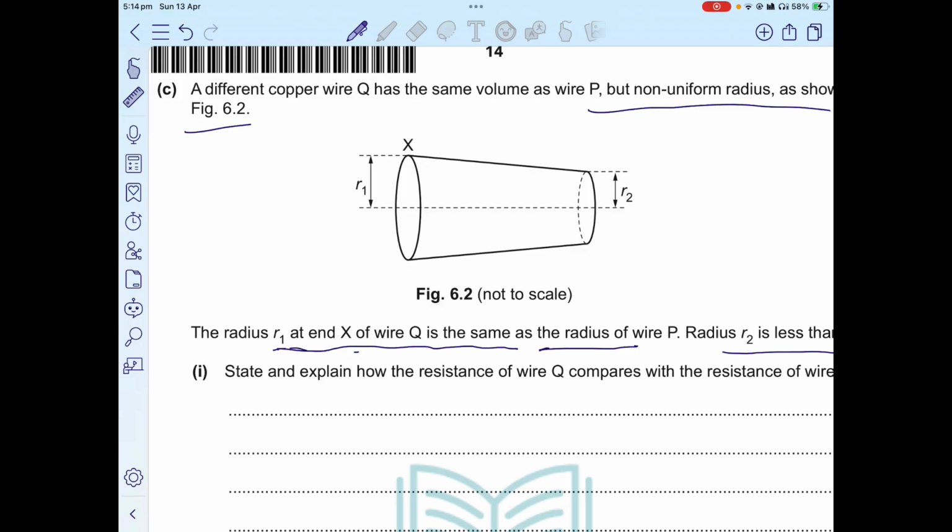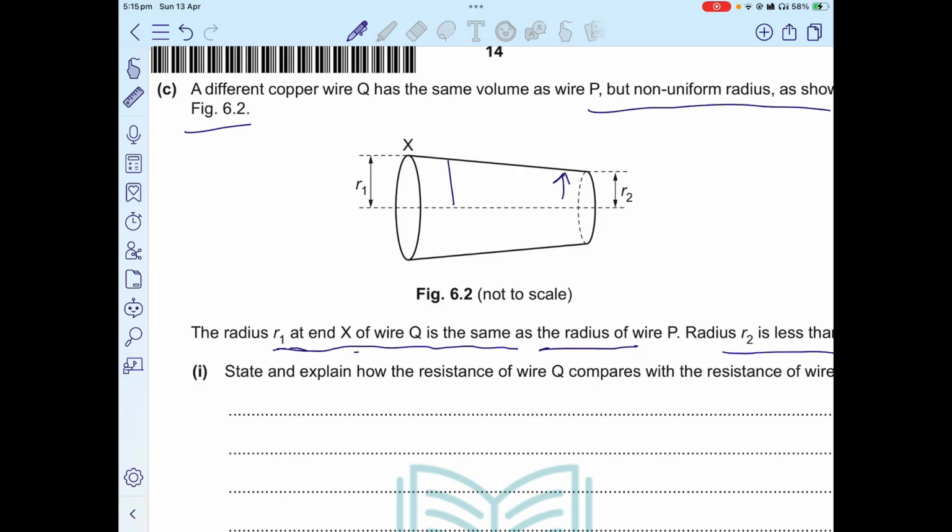The length of the wire will have increased because the volume is constant, whereas the cross-sectional area has decreased. You also see that the cross-sectional area decreases along the length of the wire because R2 is less than R1. Now we know that resistance is directly proportional to the length of the wire, so the length is increased, so the resistance must increase.